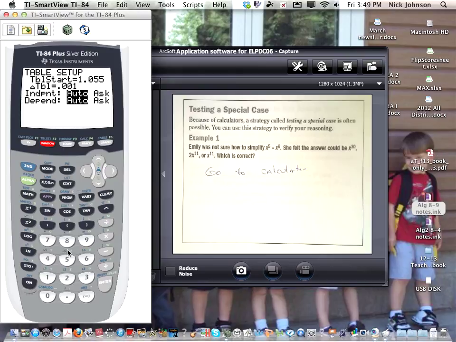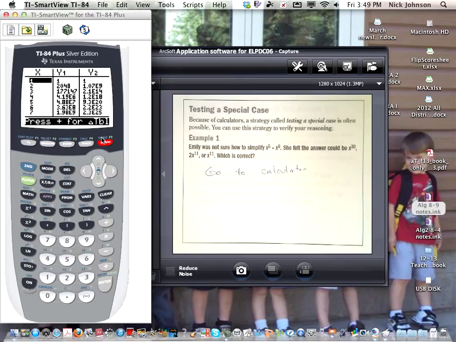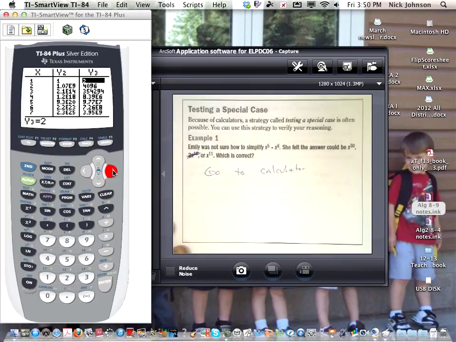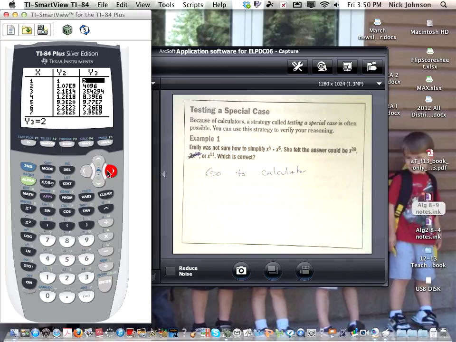So I'm going to change my table setup to start at 1 and go up by 1s because I don't need decimal points. If you look at 1, it looks like y3 is going to be out because y1 is the same as y2, but y3 is not the same. So 2x to the 11th is not working. So it's between y2 and y4 because they're both the same.